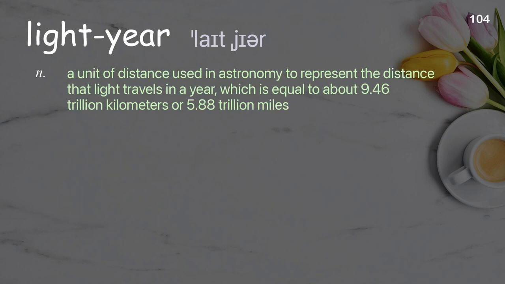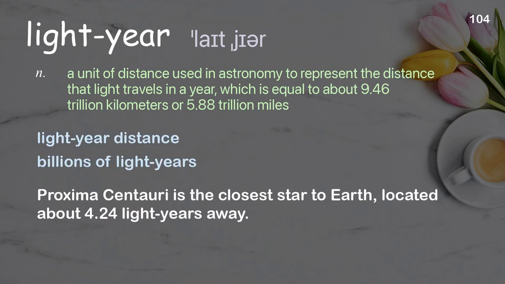Light year. A unit of distance used in astronomy to represent the distance that light travels in a year, which is equal to about 9.46 trillion kilometers or 5.88 trillion miles. Examples: light year distance, billions of light years. Proxima Centauri is the closest star to Earth, located about 4.24 light years away.